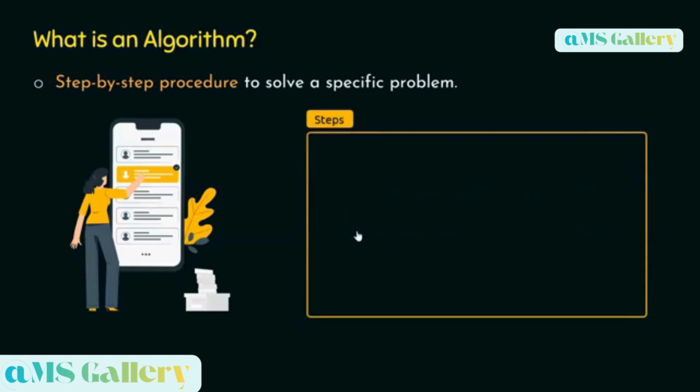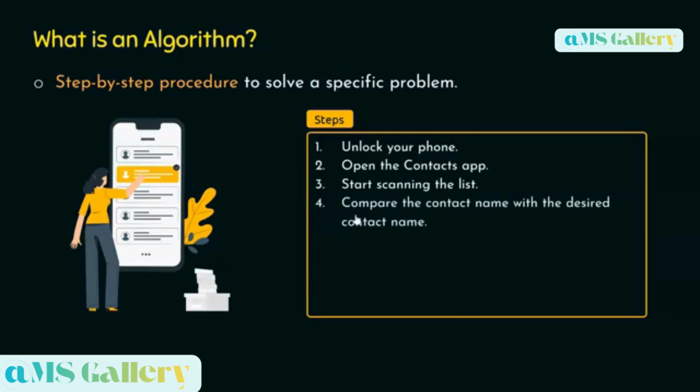The very first step is to unlock our phone. Then we need to open the Contacts app. Then after this, we need to start scanning the list. After opening the Contacts app, we can start scanning the list. Then we are ready to compare the contact name with the desired contact name. We need to compare the desired contact name with the contact name which we are seeing on the list.